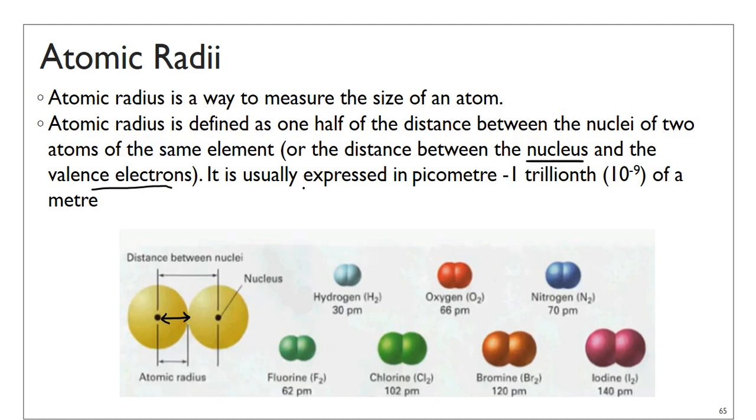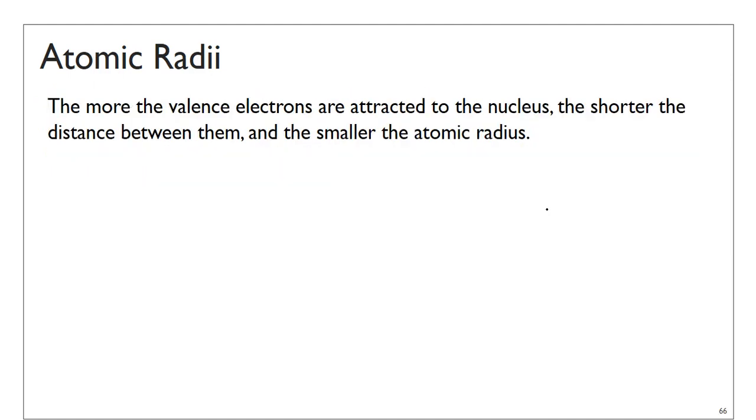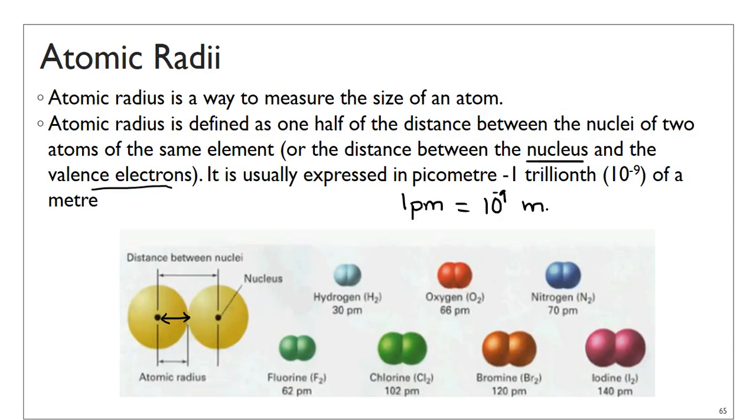It is usually expressed in picometers. It's just a very, very small amount. So 1 picometer, which is pm, is around a trillionth, or 10 to the power -12 of a meter. We're going to talk about conversion of units a little bit more in the future, but right now that's the only thing I'm going to say regarding atomic radius. Okay, and hopefully this is something that's not hard to understand.